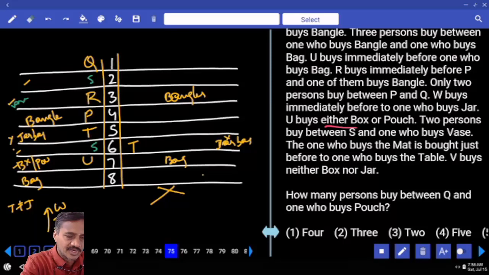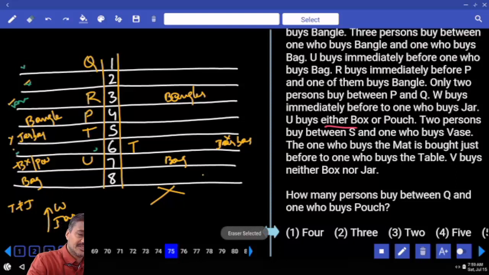And now if R is here, now W and jar. Now W and jar, is it possible to have W and jar like this? If S is here, and S cannot be at this place, what we have done, isn't it? Then between S and vase there are 2 people. Then W is immediately before the one who buys jar. We cannot have jar at this place, isn't it? Then we cannot have jar at this place. There is no chance for jar to be here, here, or here. And which implies that S cannot be at this place.